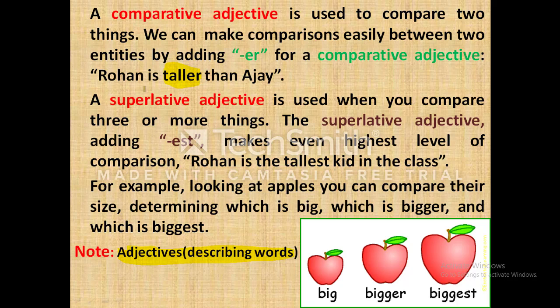It means Rohan is taller in height than Ajay. Here two entities are there. One is Rohan and second is Ajay.